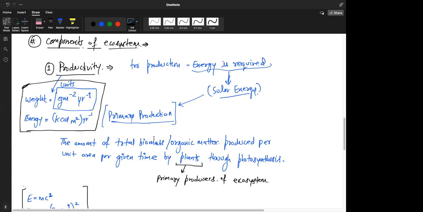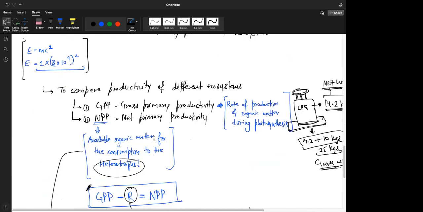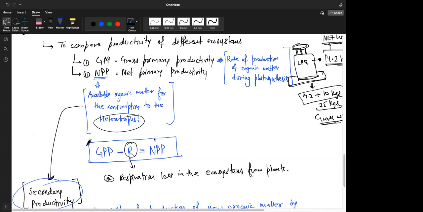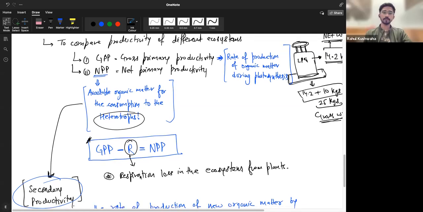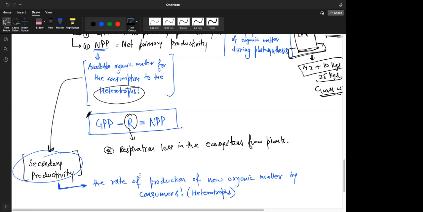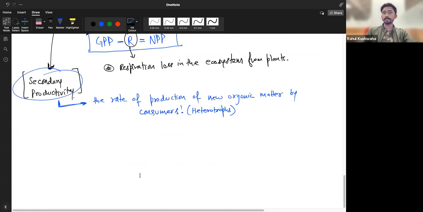There are two types of productivity: gross primary productivity and net primary productivity. Gross primary productivity is the rate of production of organic matter during photosynthesis. Net primary productivity is the biomass available for consumption by heterotrophs. Net primary productivity can be obtained by subtracting the respiratory loss from the gross primary productivity. Then we learned about secondary productivity, which is the rate of formation of new organic matter by the consumers, that is, the heterotrophs. Right. Okay. Thank you so much, Atif.